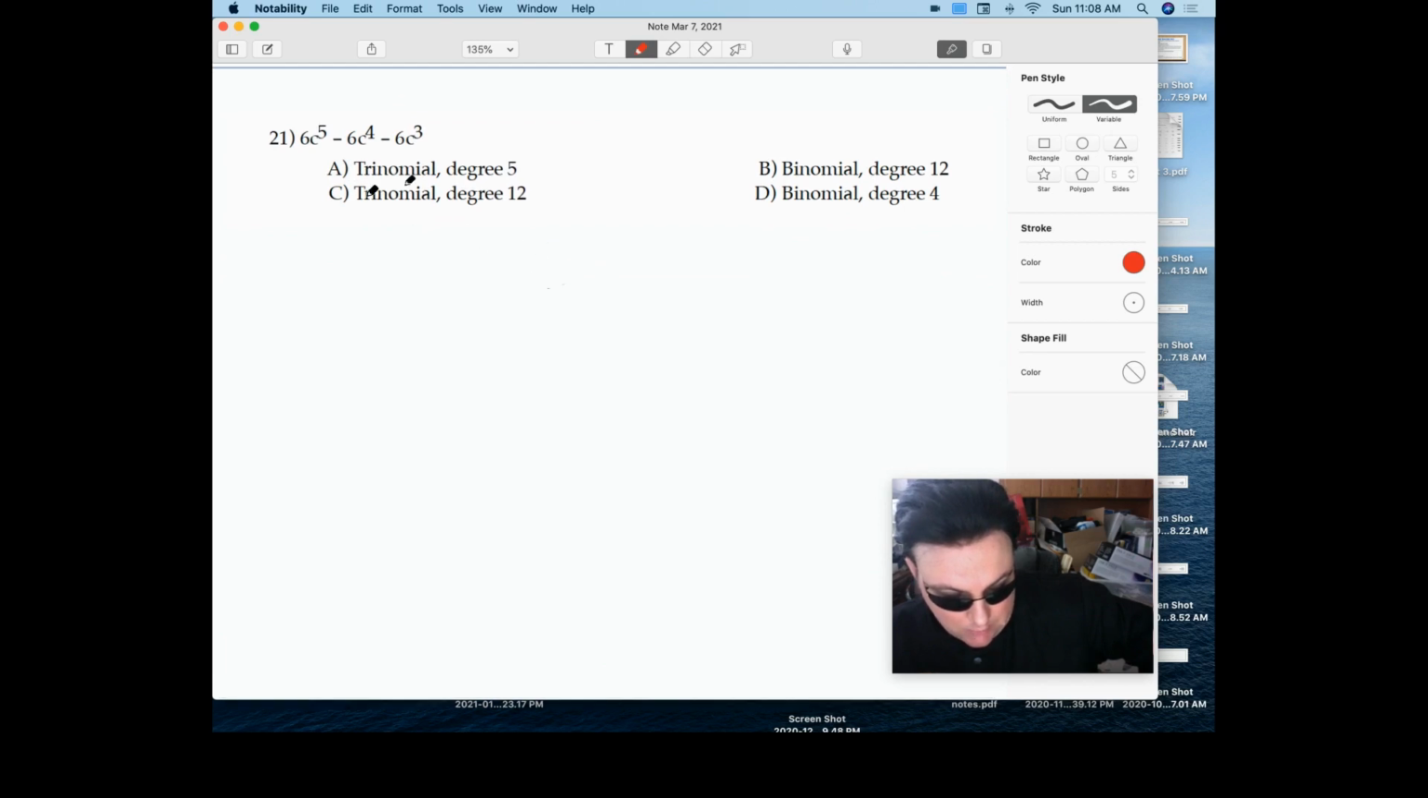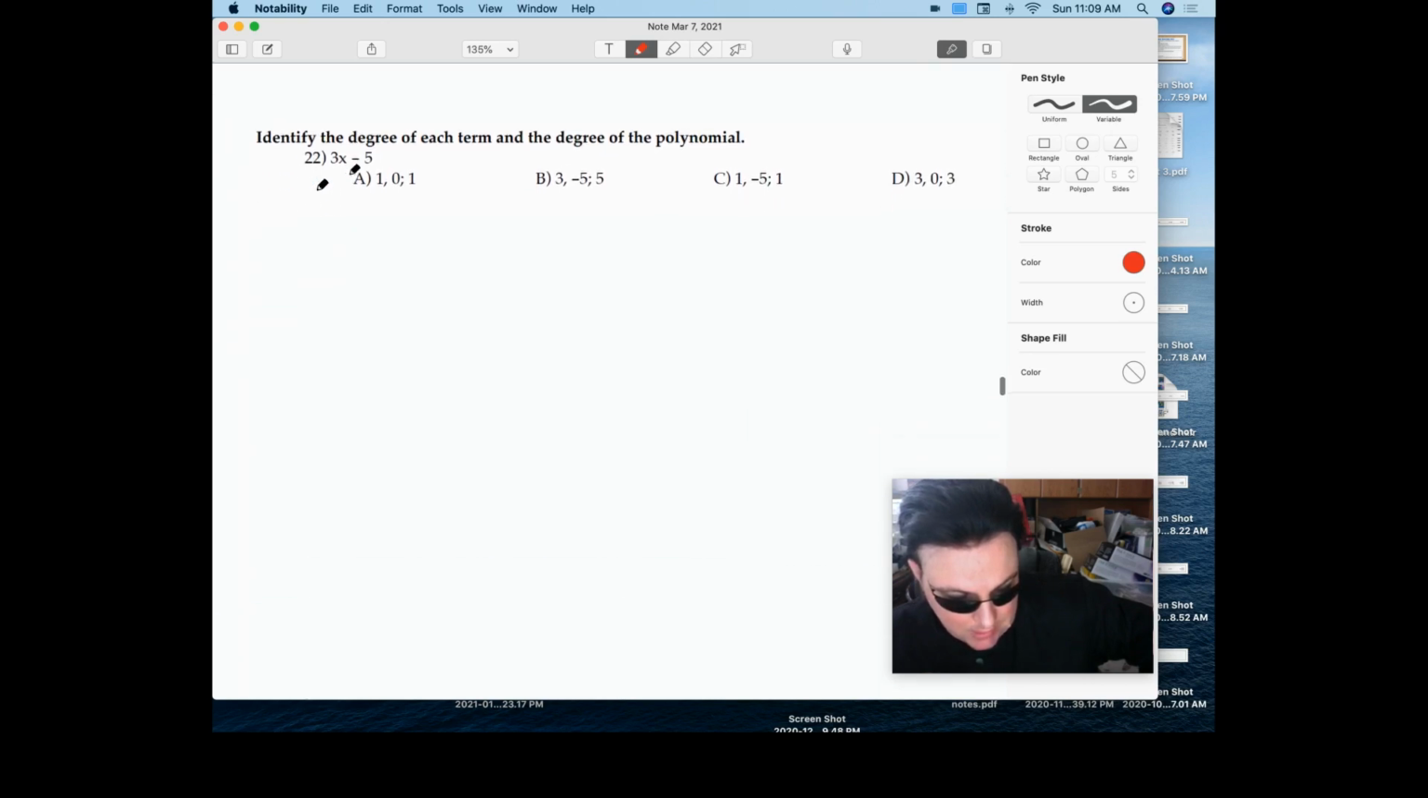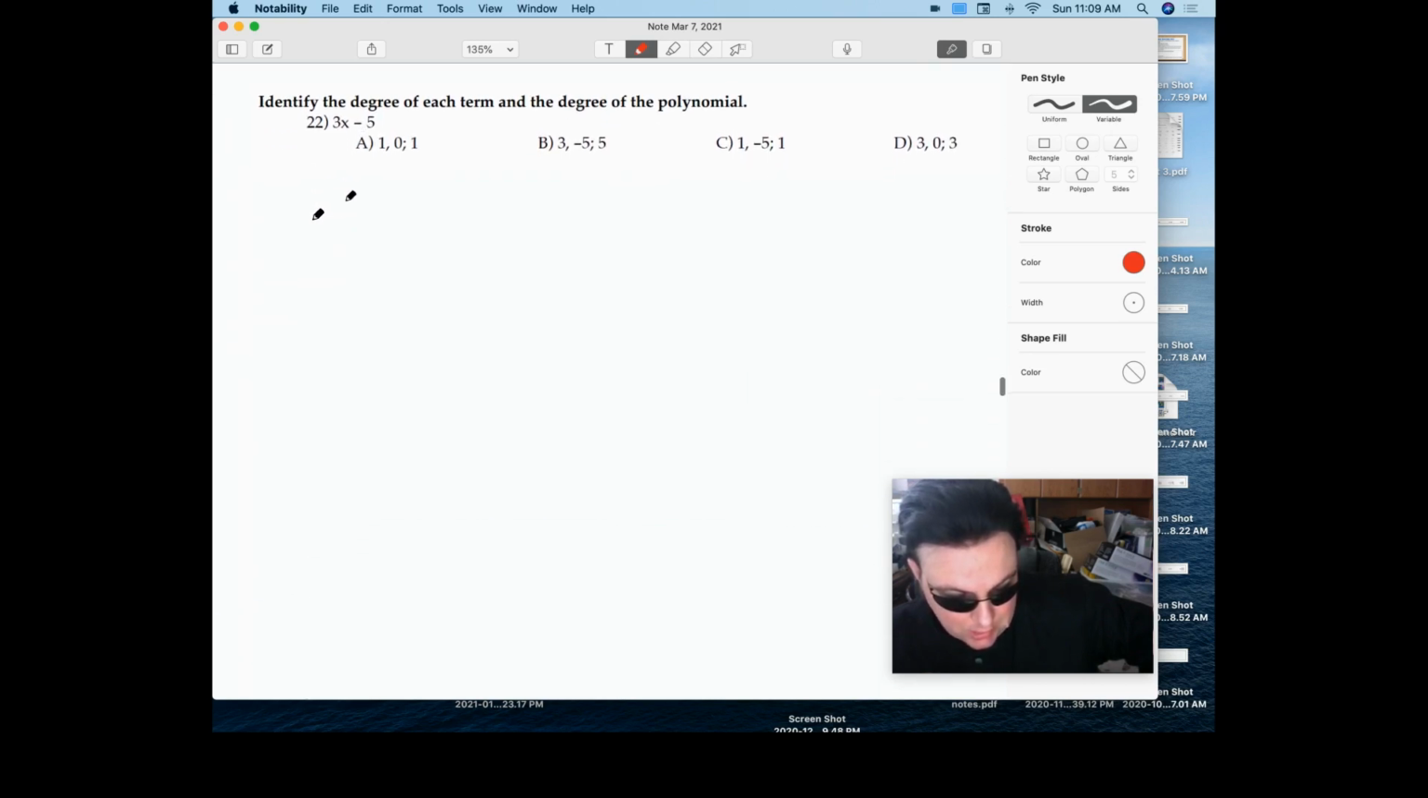Okay, more of the same. Now we have 3 terms. 3 means tri, so anything that has bi goes away. We go for the highest exponent, which is 5. That's the degree. Boom. Knocking these out. Identify the degree of each term and the degree of the polynomial. Okay.